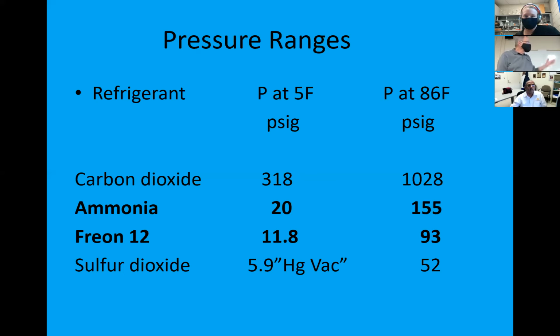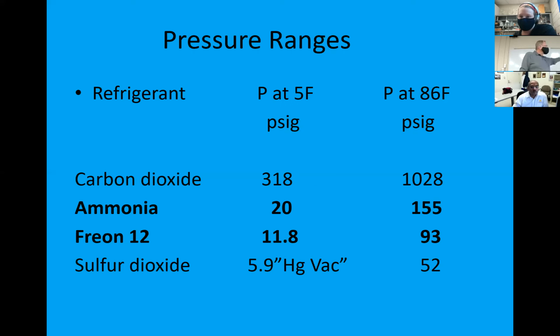Okay, pressure ranges, because you remember we're going to be going from vapor to liquid, and all kinds of pressures are being involved in here. Carbon dioxide at 5 degrees, it's right around 300 pounds per square inch gauge. When you get to 86, we're over 1,000. So a huge pressure buildup. Think about your pipes, think about your seals. Then you go to ammonia. Ammonia is fairly reasonable: 20 and 155.